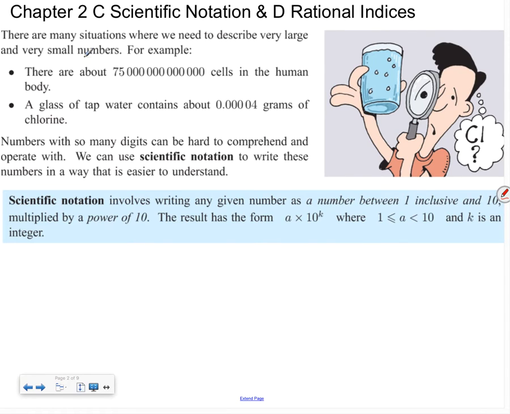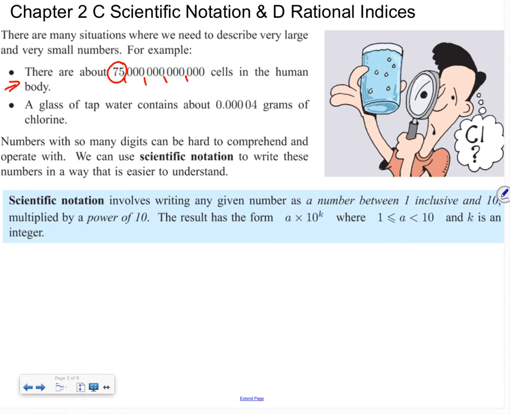All right, mathletes, so this is chapter 2, C and D, scientific notation and rational indices. Scientific notation is really good when we're trying to explain very large numbers, like the number of cells in the human body. Very large number. So here we're talking hundreds, thousands, millions, billions, trillions. If we want to represent trillions without writing all those zeros, it's nice to use scientific notation.